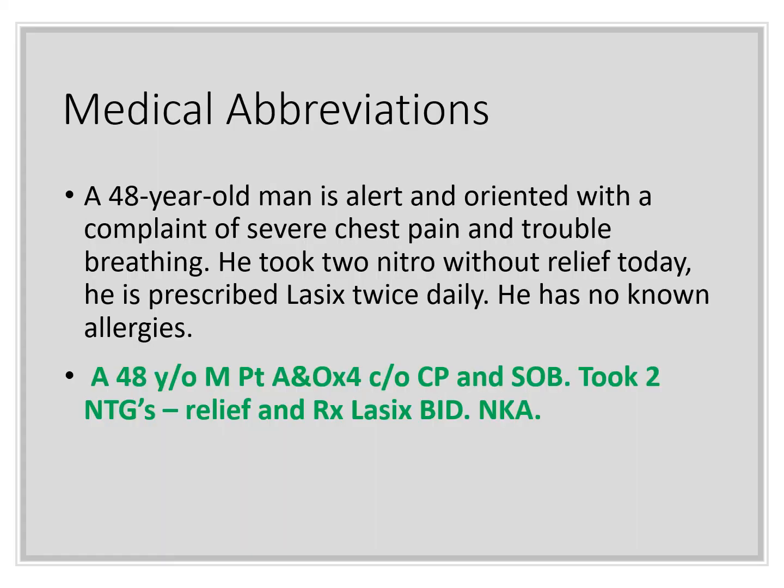Now, here's an example. This is what I like. You see how long this passage is here. 48-year-old male is alert and oriented with a complaint of severe chest pain and trouble breathing. He took 2 nitro without relief today. He is prescribed Lasix twice daily. He has no known allergies. We could take that and break it down with medical abbreviations into something a lot shorter and easier to digest.